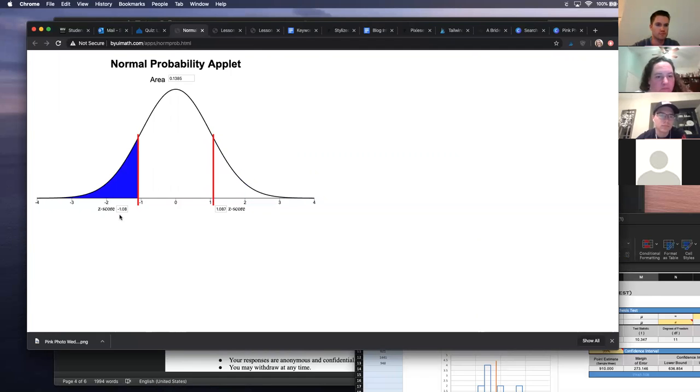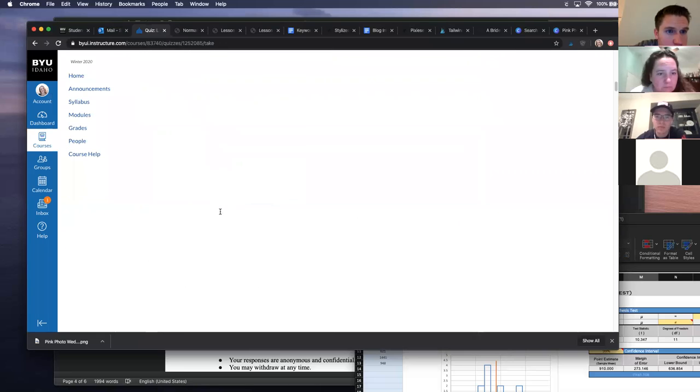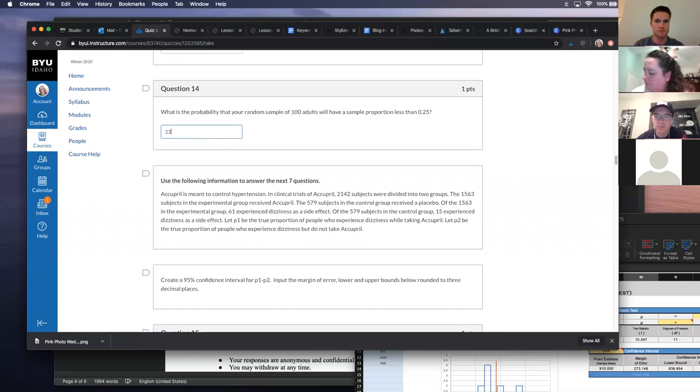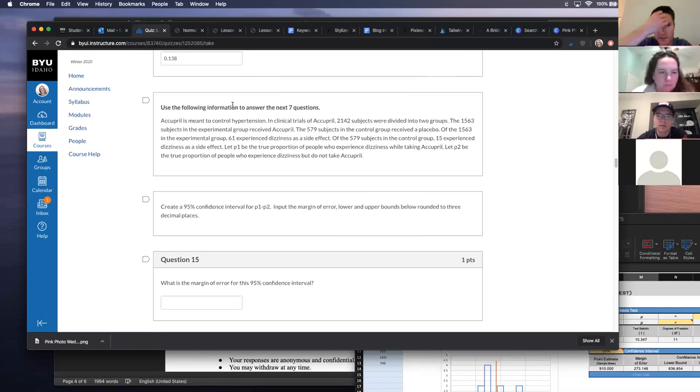It's less than 0.1385. Yep, I just did 0.138. Wouldn't it be 139? When I was doing it, that was the one that I got. And that's what I got as well. And it's right? Yeah, it was right. Just an issue of rounding. It just depends on what exact number you put in the applet.